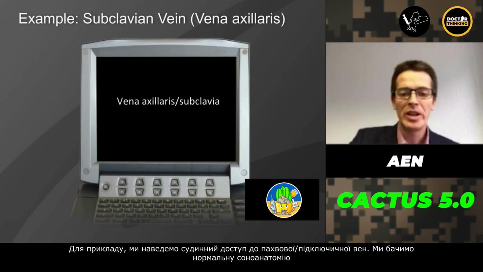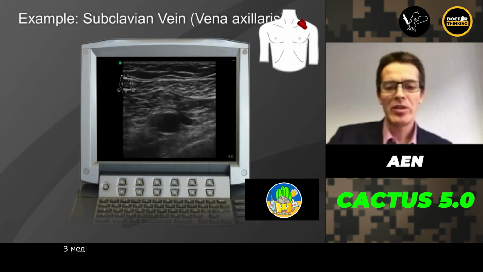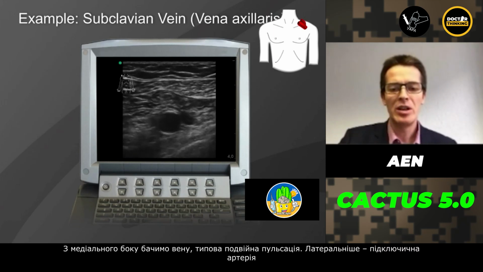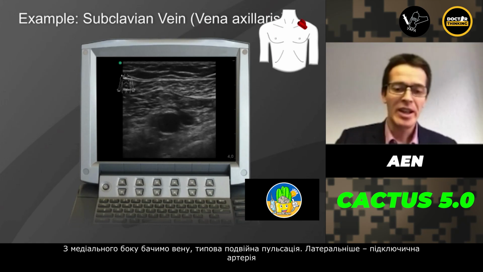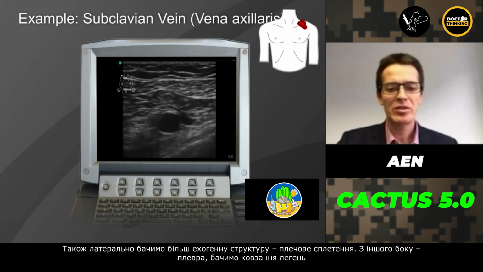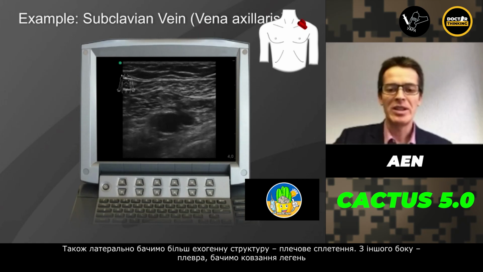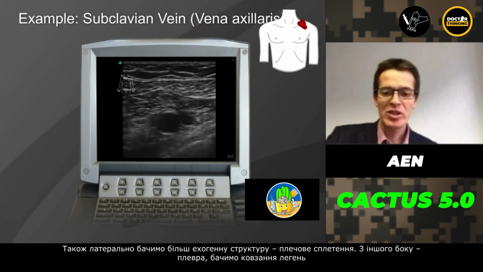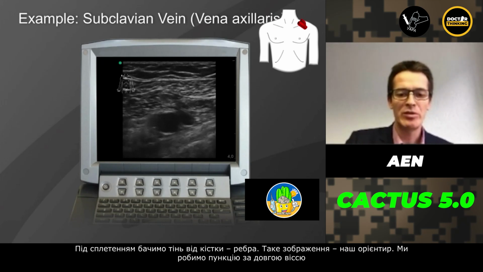As an example, we present a vascular axis of the axillary vein or the subclavian vein. What you see here is the normal sonoanatomy. On the medial side, we look at the vein with the typical double pulsation, and lateral from this we have the subclavian artery. And again lateral, we see more echogenic structures, which represent the brachial plexus. On the other side, you see the pleura with some lung sliding, and under the plexus structures, you see a little bit of a bone shadow.